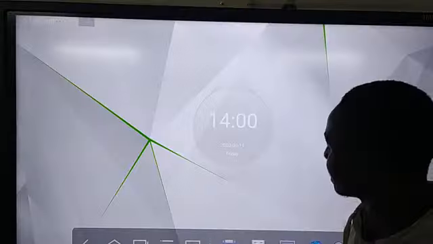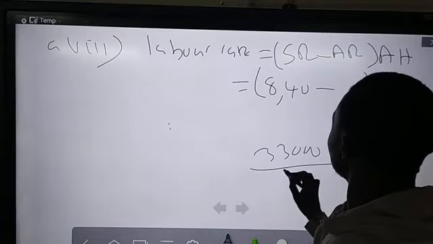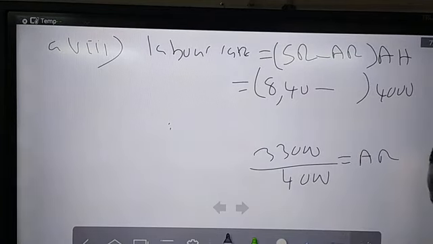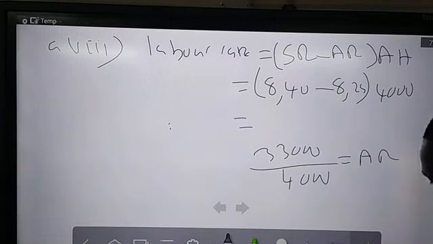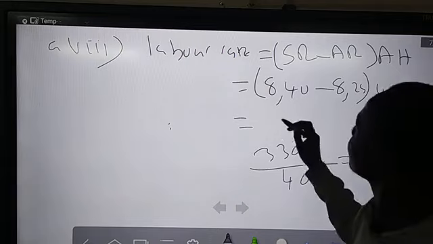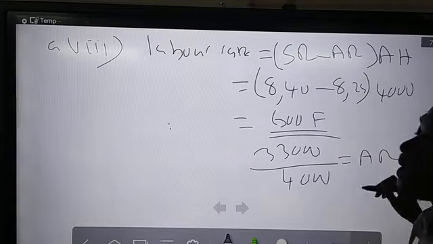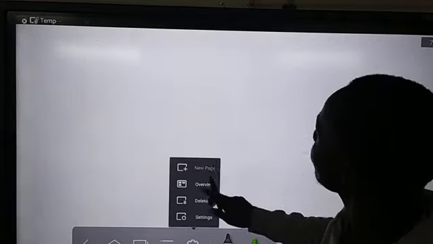So let's go calculate it here. 33,000 divided by 4,000. That's our actual rate. So if you quickly divide 33,000 by 4,000, we get 8.25. So it's now 8.40 minus 8.25 times 4,000. We get 600, which is a positive. That's a favorable variance.